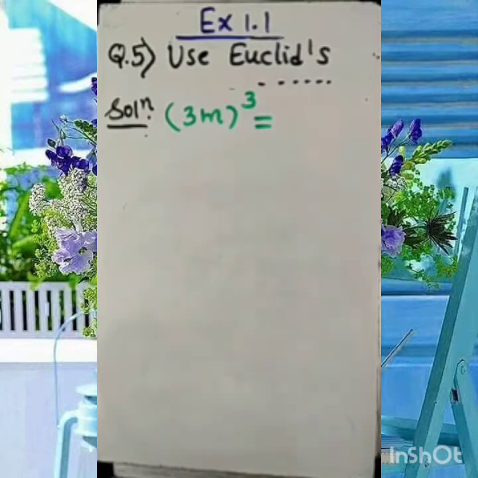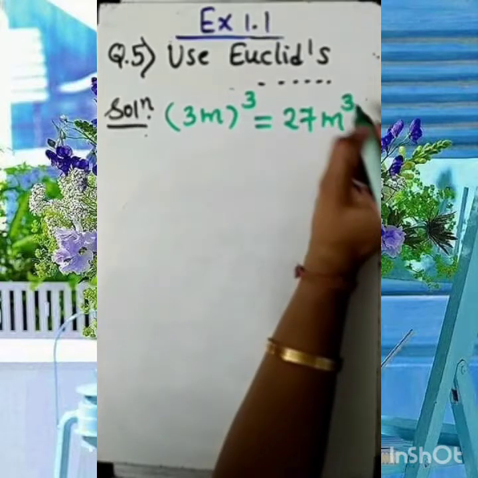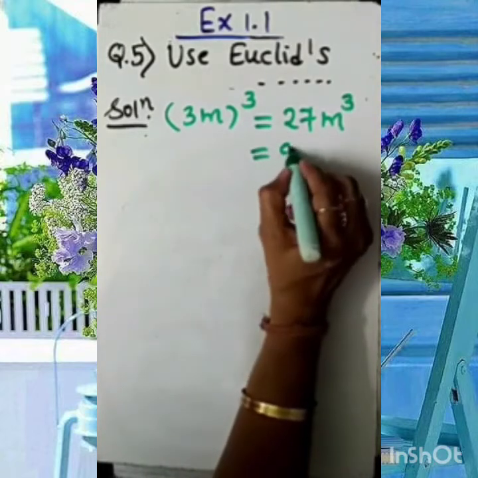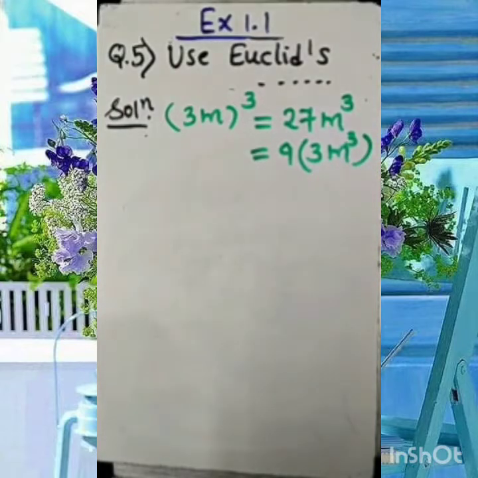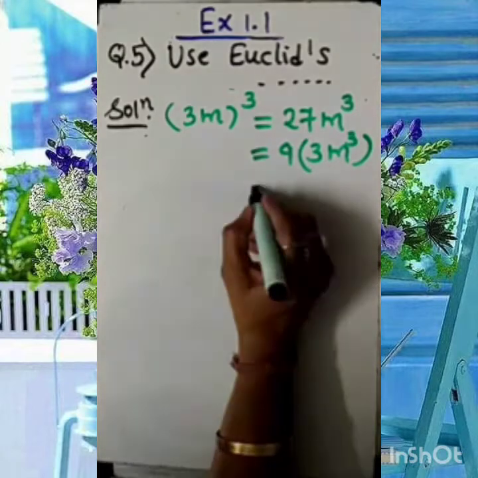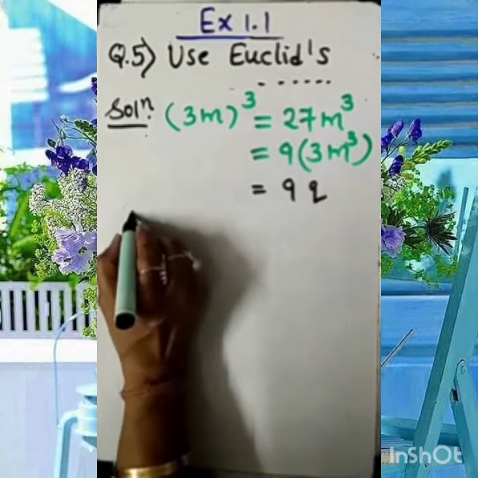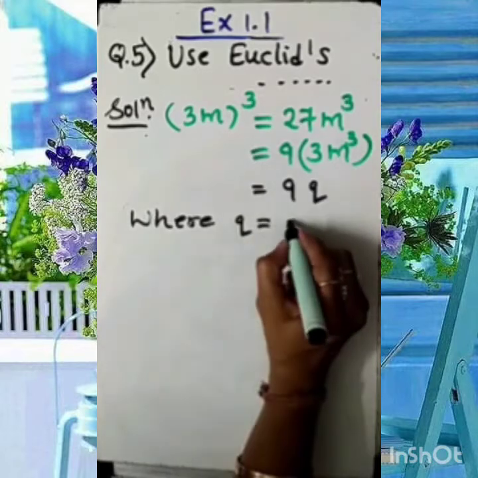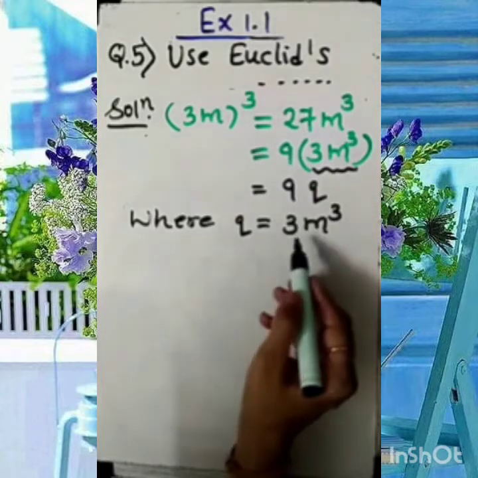So, dear student, 3m whole cube, we know that is 27m cube. Can I write this as 9 into 3m cube? 9 3s are 27, and here 3m cube. So that can be written as 9q, where the value of q is 3m cube. This is already with us.